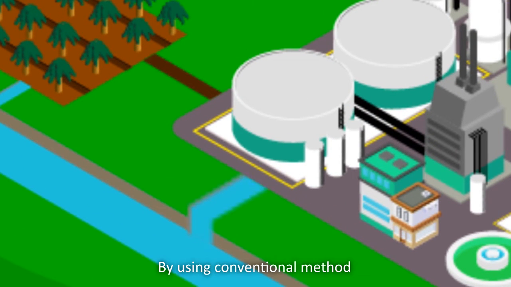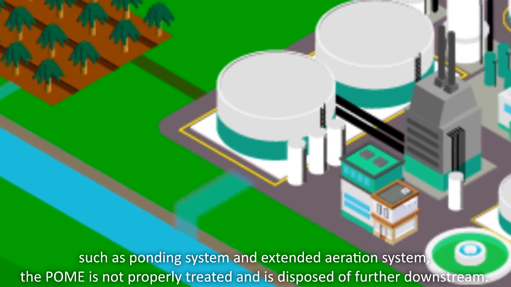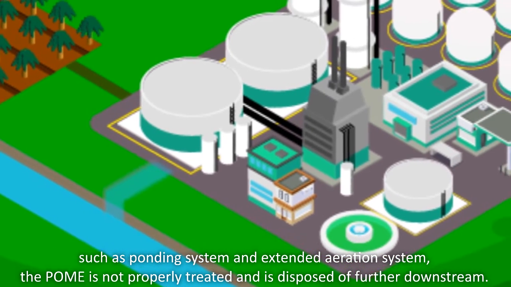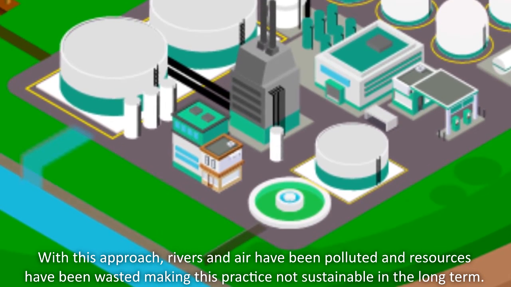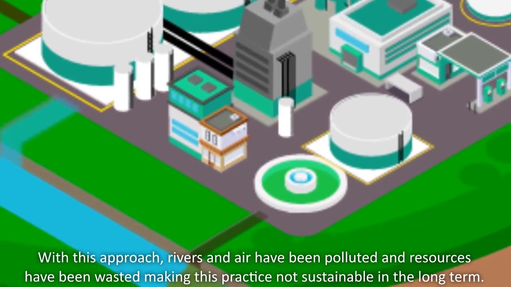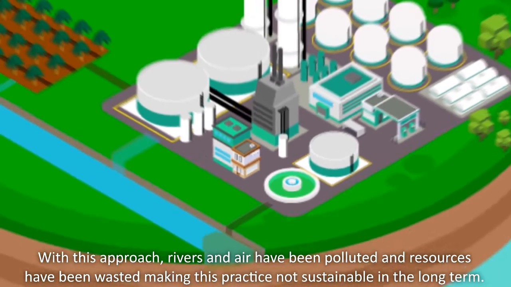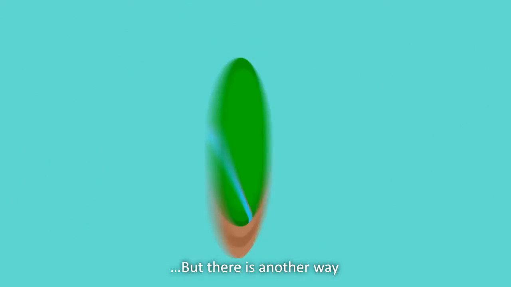By using conventional methods such as ponding system and extended aeration system, the POME is not properly treated and is disposed of further downstream. With this approach, rivers and air have been polluted and resources have been wasted, making this practice not sustainable in the long term. But there is another way.